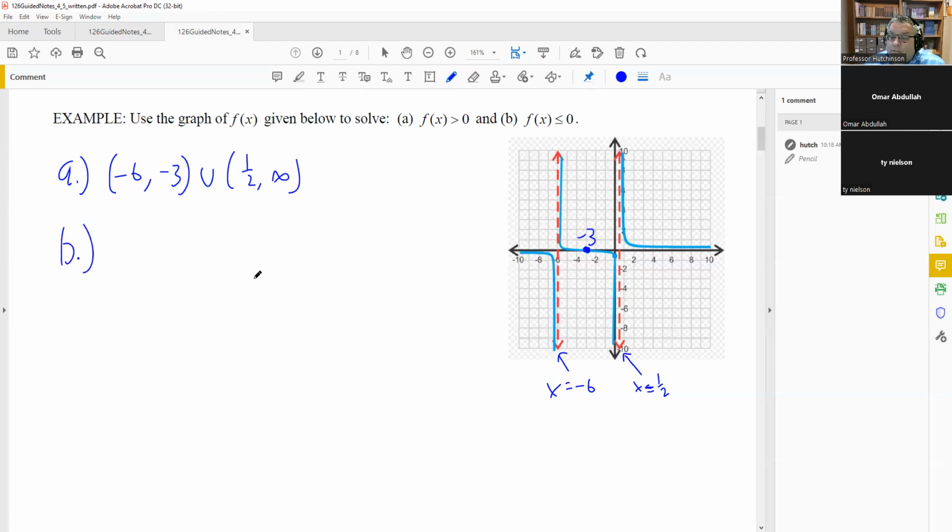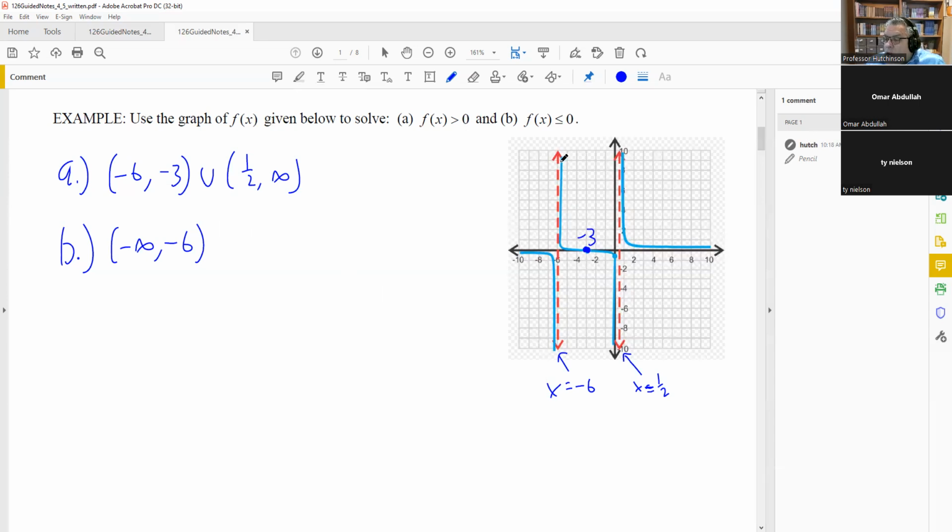All right, so B is going to be where it is less than or equal to 0. So you're looking for the part of the graph that is below the x-axis. So here is a first piece. We've got something to the left of that dotted line. So we have from -infinity up to -6. Now, you might be wondering, well, why aren't we using a bracket because it's a less than or equal to?